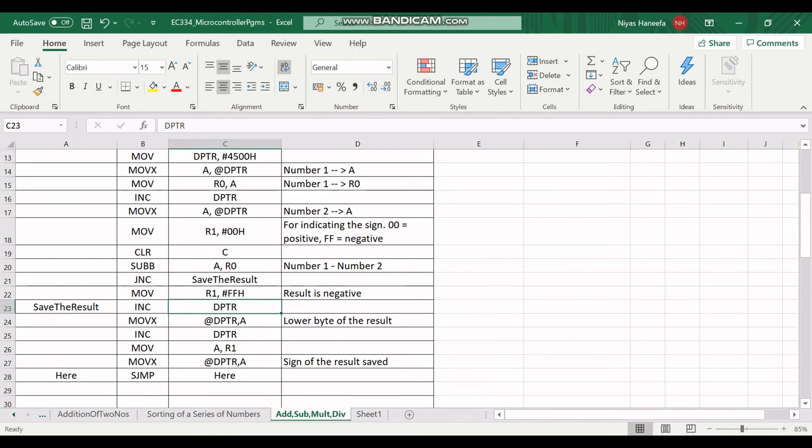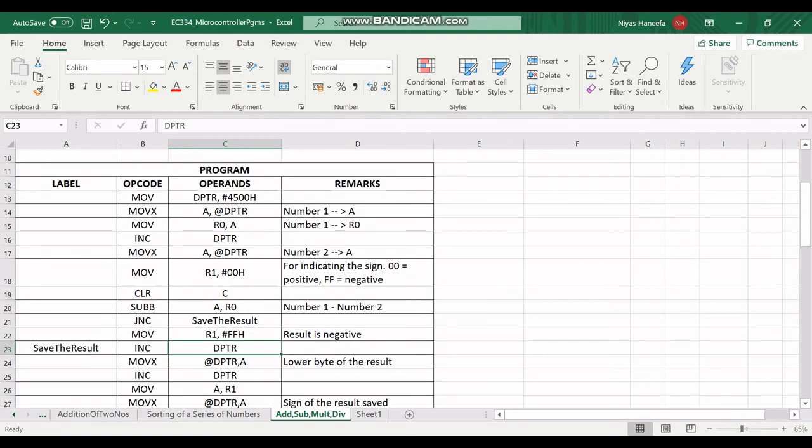So DPTR will be incremented. The lower byte of the result is saved. DPTR incremented. The sign is saved in A. Then A is loaded to that memory address. If there is a carry, meaning negative, R1 will be reloaded with the value FF, and the saving process will happen again. So this is what the program for subtraction is all about.